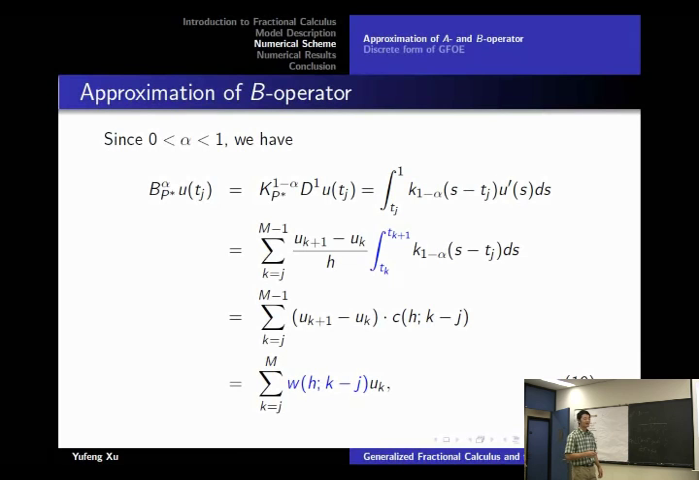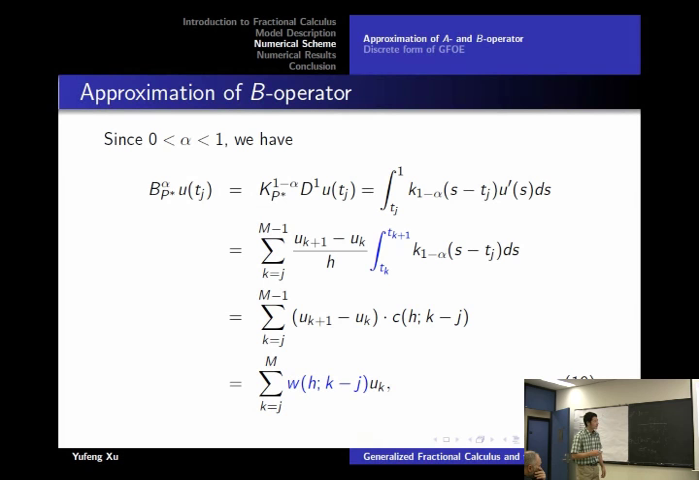Since this subinterval is really small, the derivative of u I can write as the finite first order difference, like u at this point minus u at this point over h. And now I put the 1 over h inside over here. Because this is a known number, this is a known function, I can calculate this integration right now. If I calculate the integration times 1 by h, I call it c, the constant c, and the constant c depends on h and depends on k minus j also.